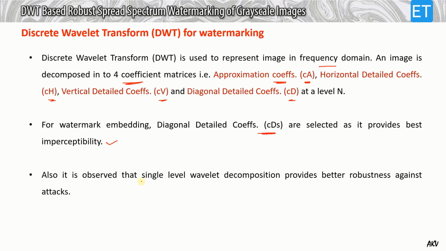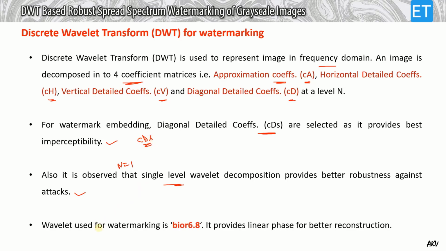Also, it is observed that a single level wavelet decomposition is sufficient for better robustness against attacks. So we will go for N equal to 1, and we will utilize the diagonal detail coefficients for watermark embedding. The wavelet used for watermarking will be the Biorthogonal 6.8, which provides linear phase for better reconstruction. You can use other wavelets also, and do a comparative analysis of which wavelet gives better results in this watermarking process.